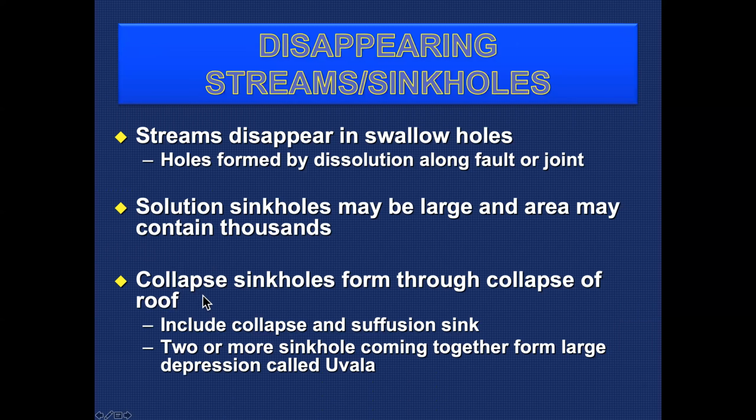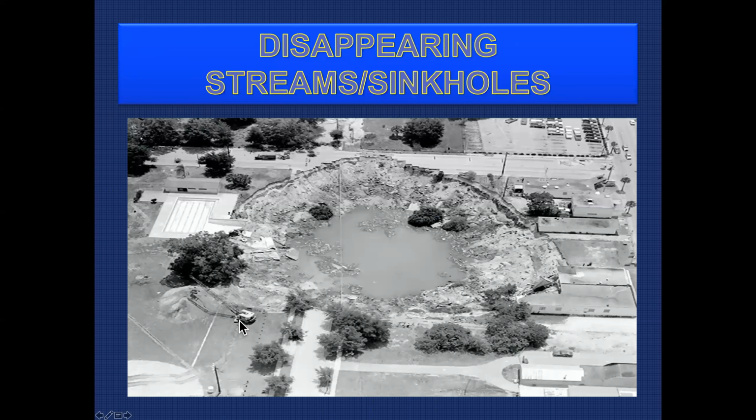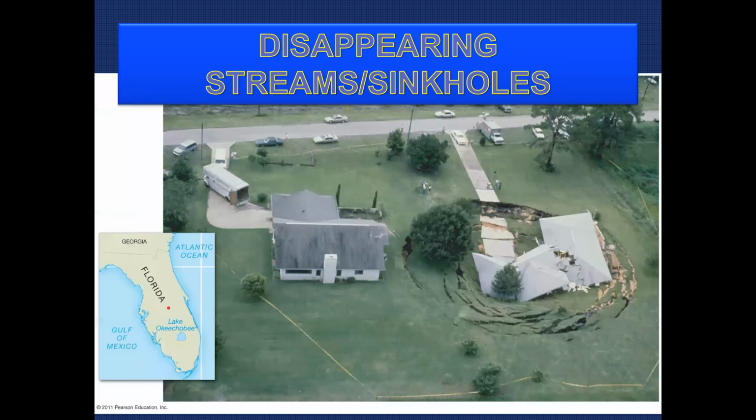There are two types of sinkholes. They're either solution or collapse. Those are the two types of sinkholes that are typically found. Here's an example of a solution one. It looks like a big bowl. There's that image again from Florida.